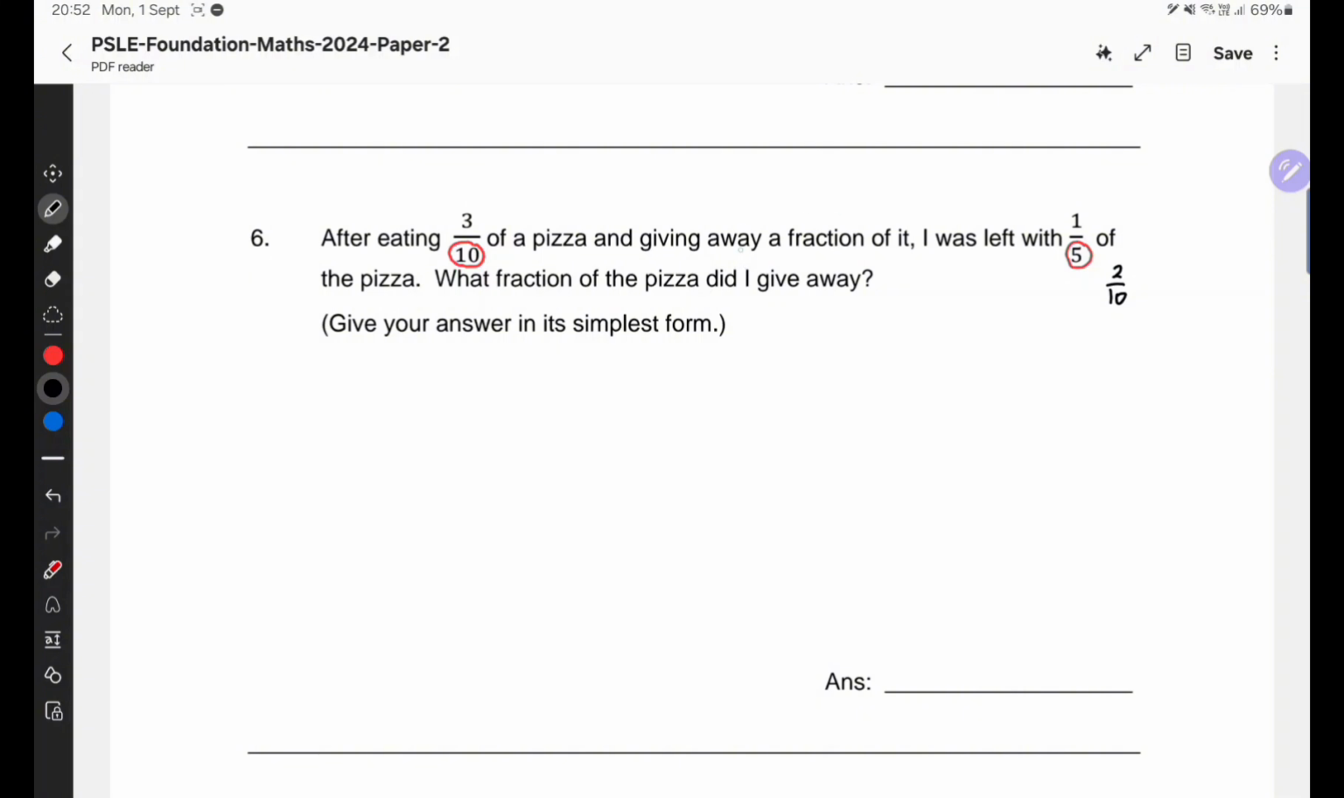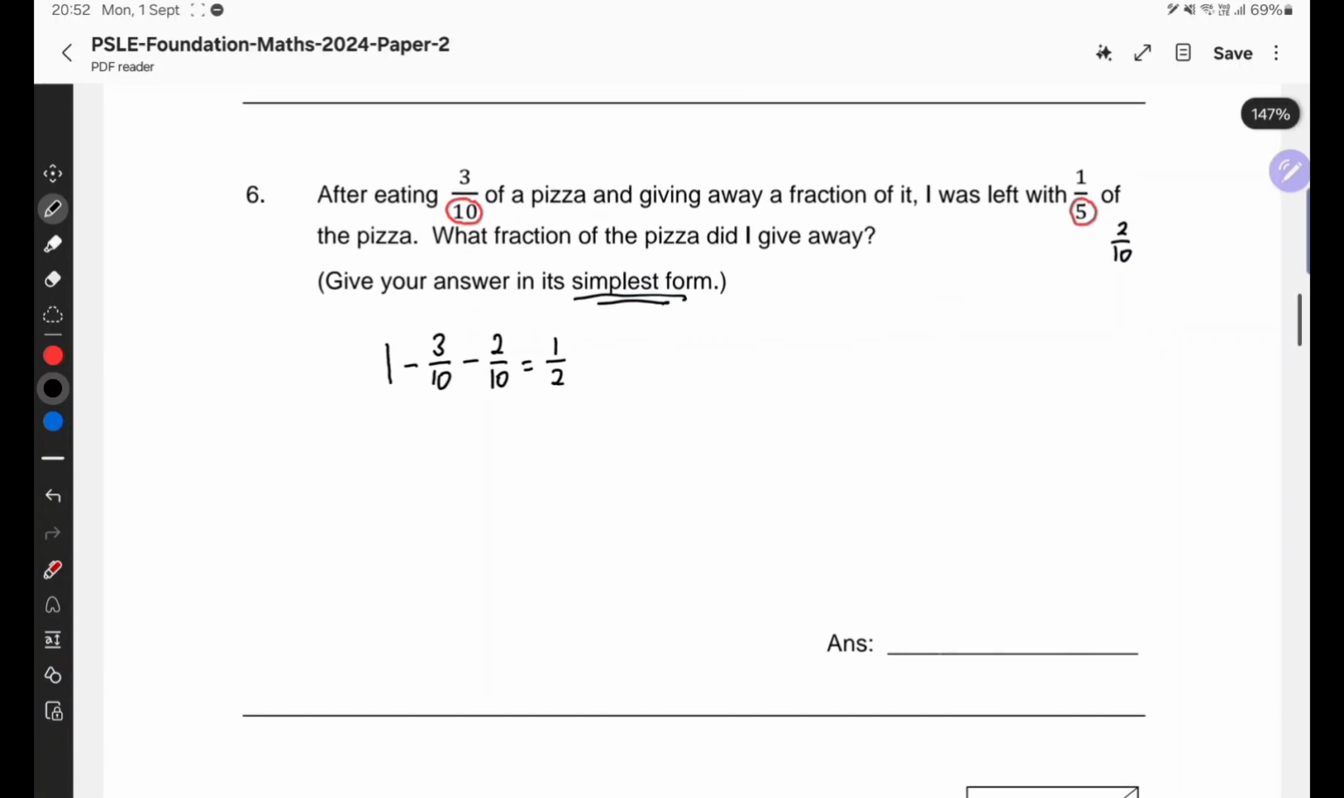So we want to find how many fractions he gave away. So 1 whole, which is your total, minus away what you ate, minus away what you were left with, which is 2/10, which is half. Okay, whenever it comes to fractions, always leave your answer in simplest form, even if the question never tells you to.